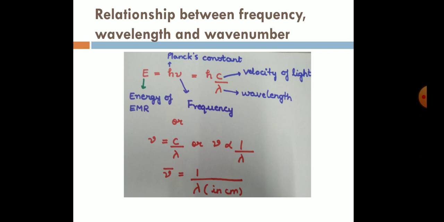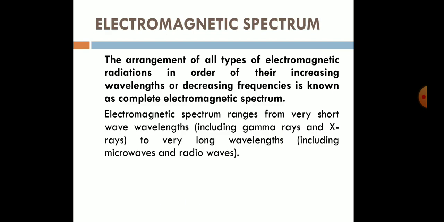Another expression is between wave number and wavelength, we just see that wave number is just the reciprocal of wavelength. So wave number is inversely related with wavelength, or we can say that wave number is directly proportional to frequency and to the energy of the radiation, whereas wavelength is inversely proportional to wave number as well as frequency. Now let us see the electromagnetic spectrum.